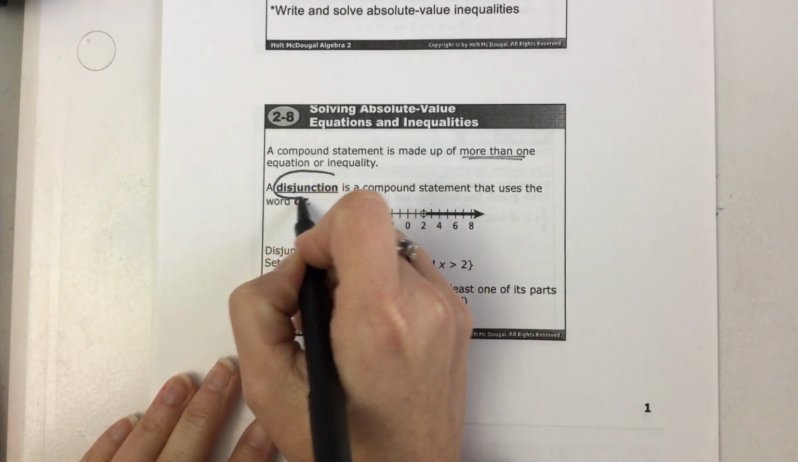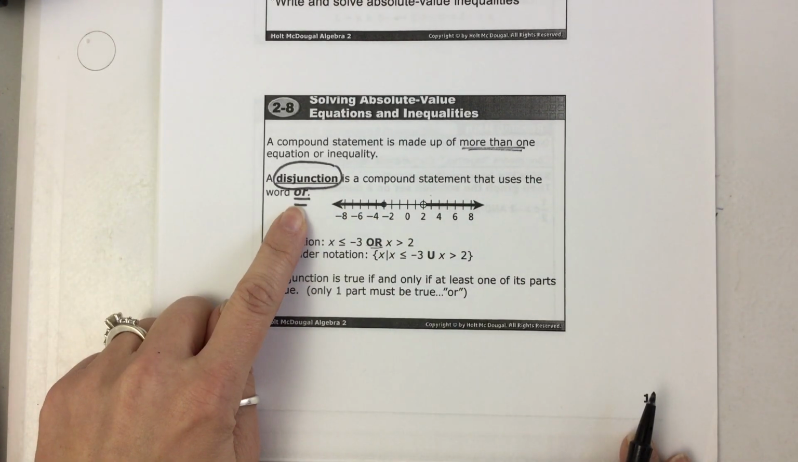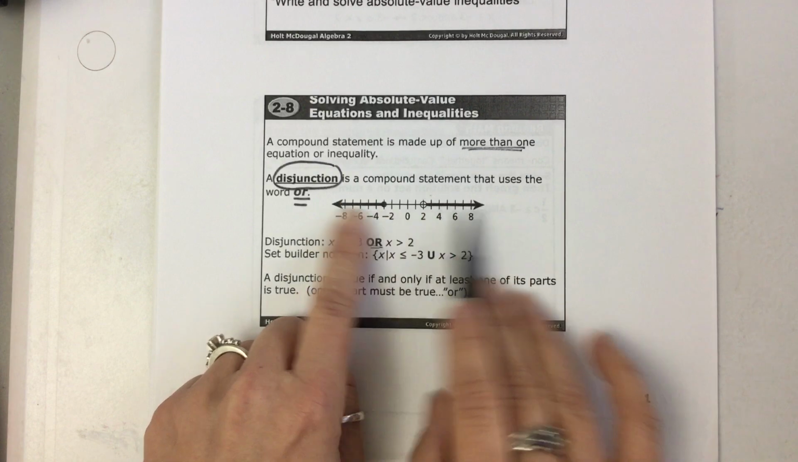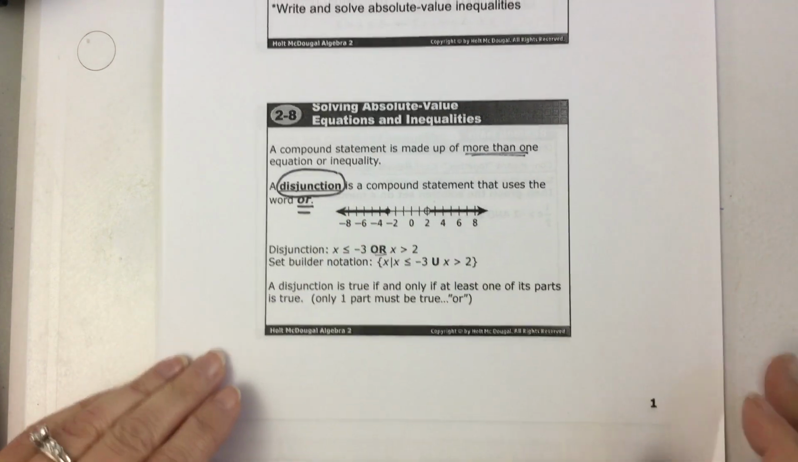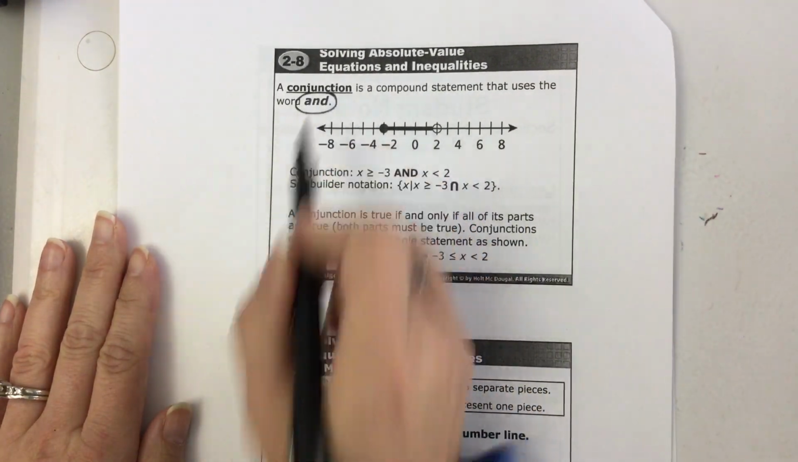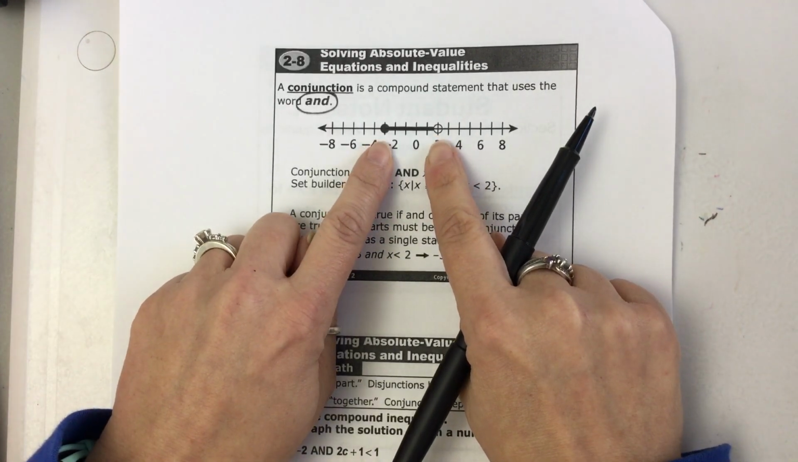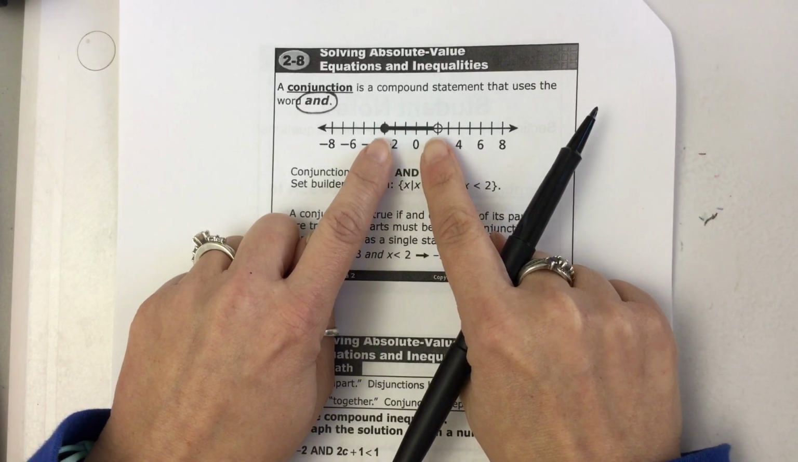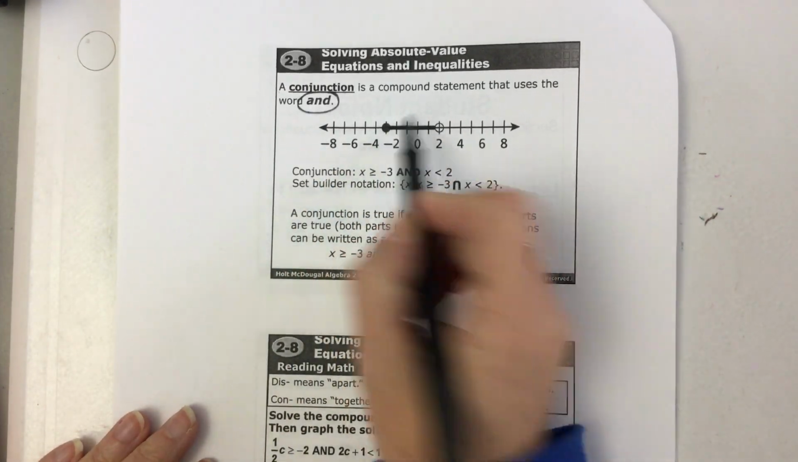If you have what is called a disjunction, that's where they use the word or. With a disjunction, you will be shading apart, so you'll have two separated pieces. Okay, let's look at the next word. If you have what's called a conjunction, it uses the word and. You put your two circles, because remember it's a compound statement, so you'll have two solutions on the line. But if it's a conjunction, or they use the word and, you'll shade the two together.